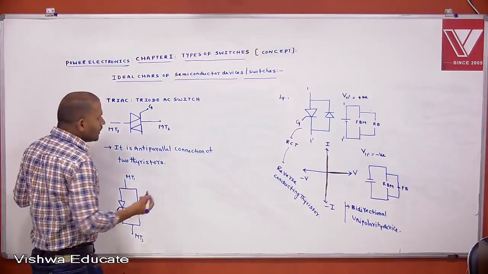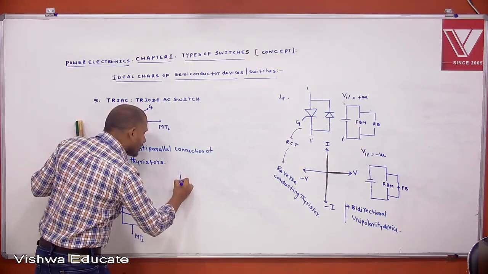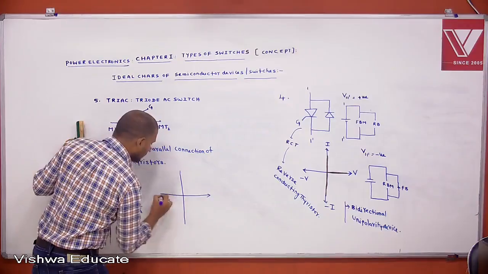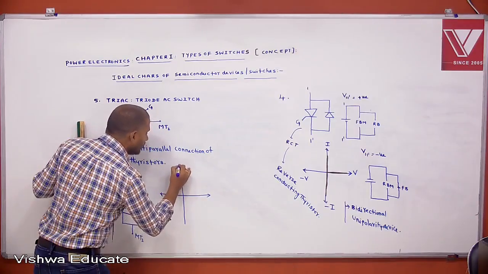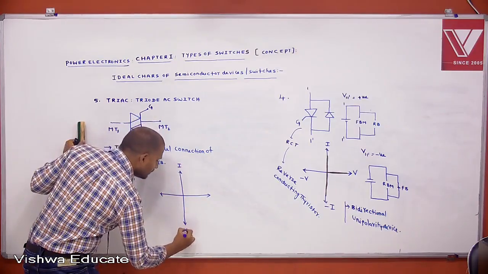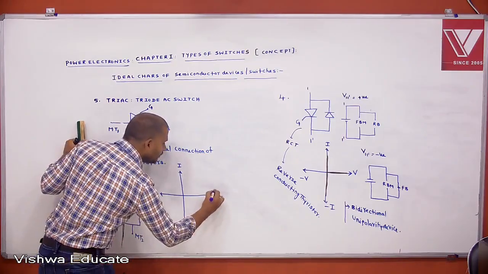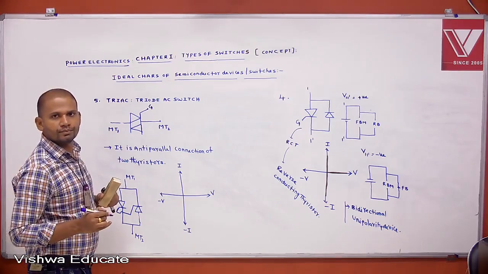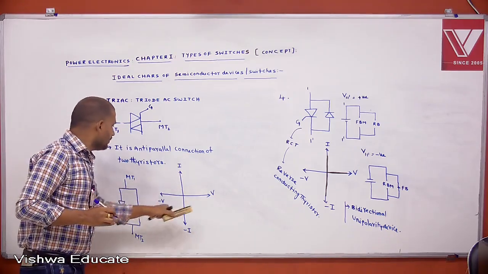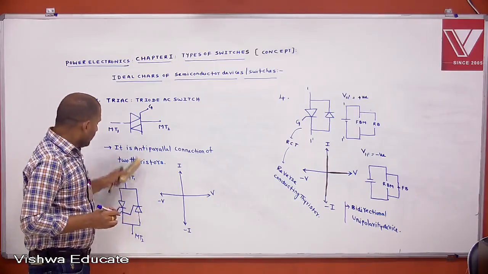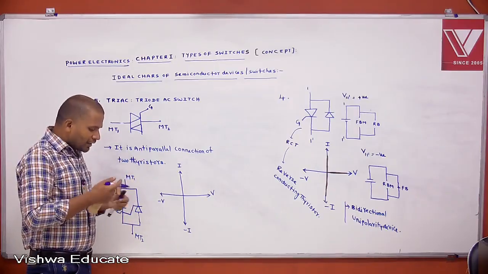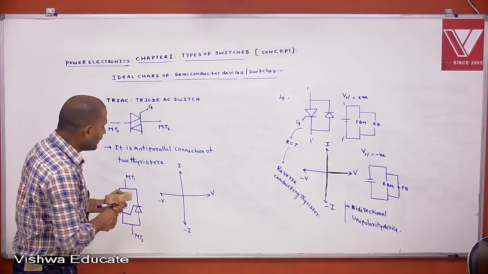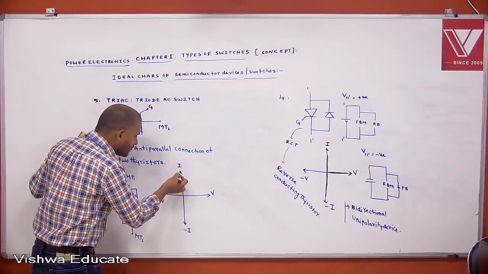Now you draw the ideal characteristics of this triac. This is plus I, minus I, V, minus V. Because of the anti-parallel connection, it allows conduction in both directions. That's why we get characteristics like this.